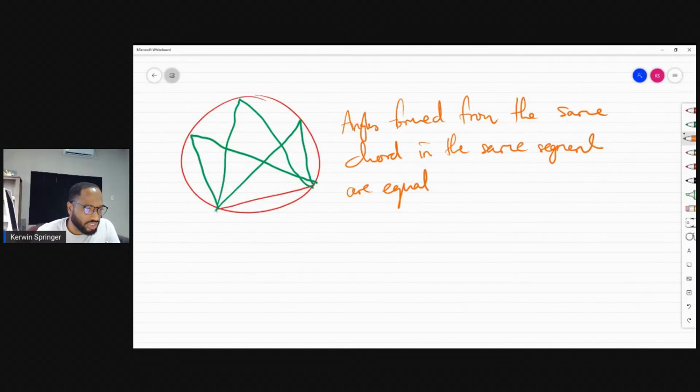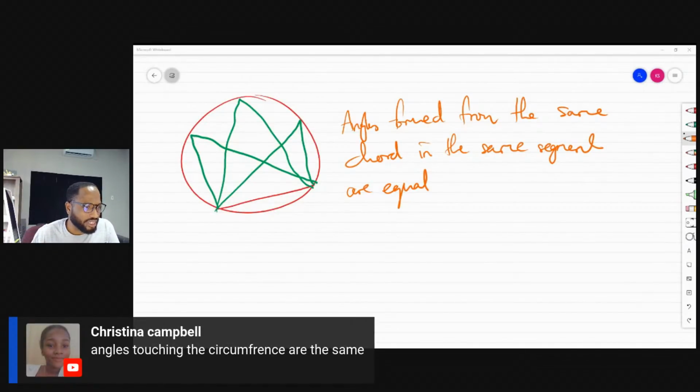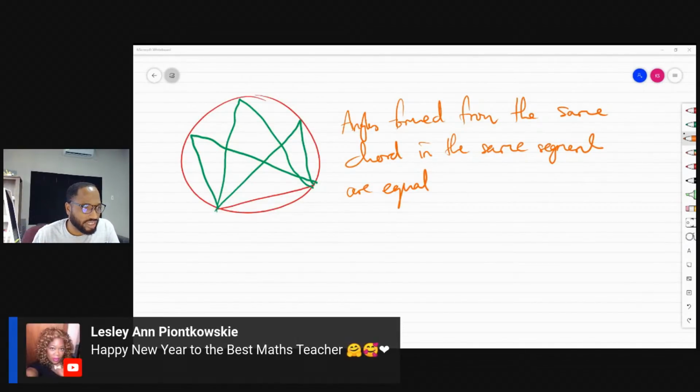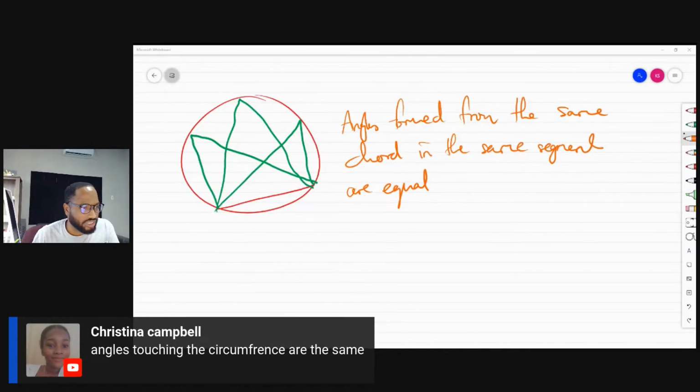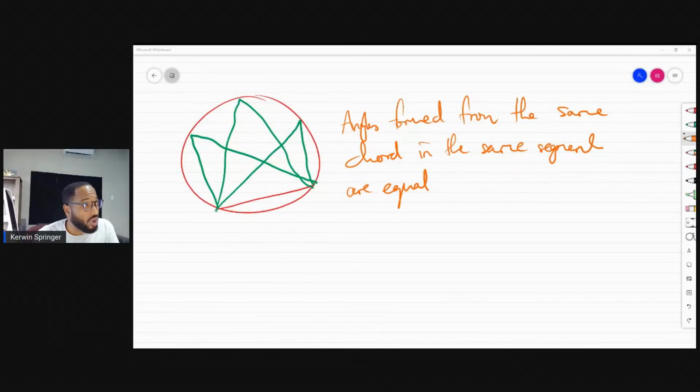Something like that. So angles in the same segment of the circumference are the same. If you put that in, you're not going to get any marks for this, Christina. So go and check my video on circle theorems. There's a video on YouTube. You can look it up. This topic is called circle theorems.